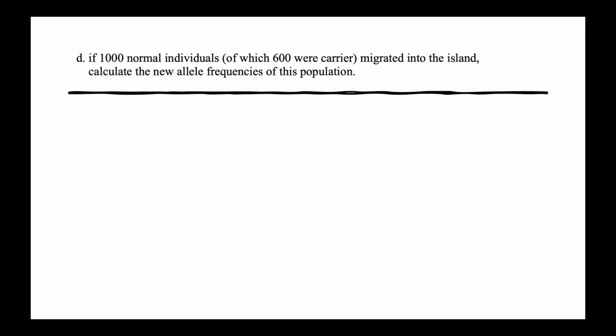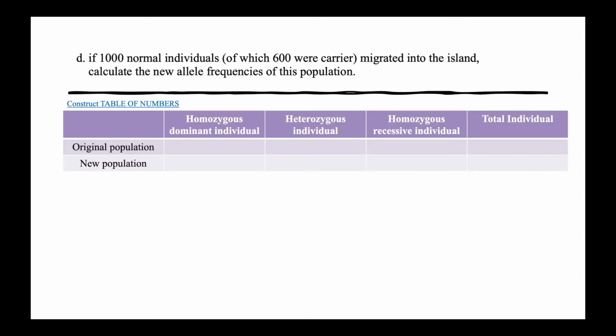Question D. If 1,000 normal individuals, of which 600 were carriers, migrated into the island, calculate the new allele frequencies of this population. You are again free to pause this video to answer this question. First, construct the table of numbers. From the question, we know that there are 100,000 individuals on the island, 5 of which are homozygous recessive individuals. We also know that 1,410 were heterozygotes.